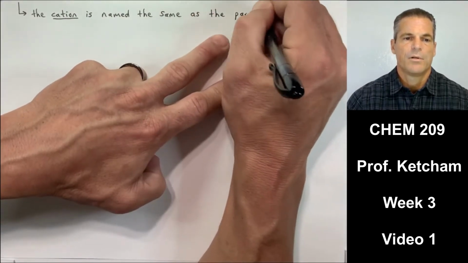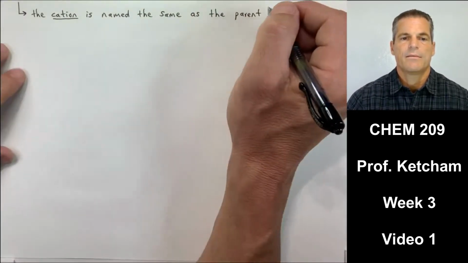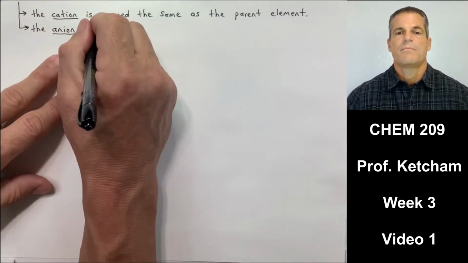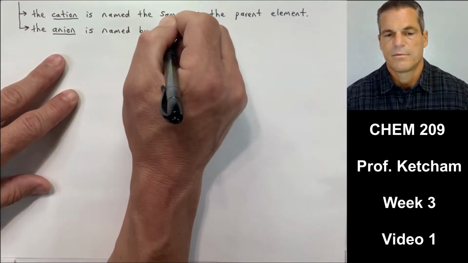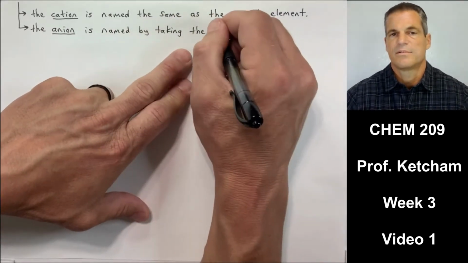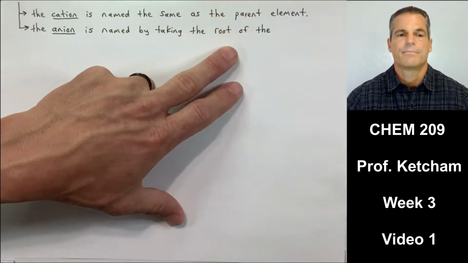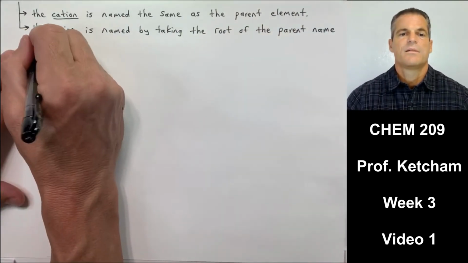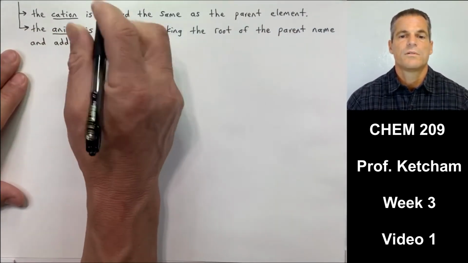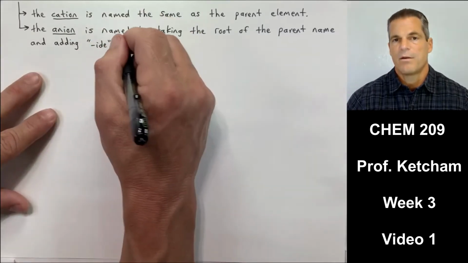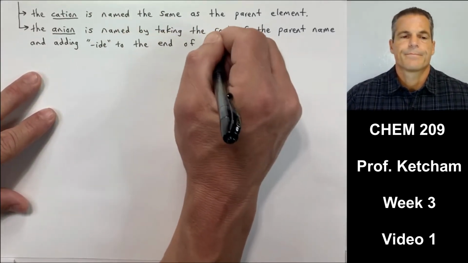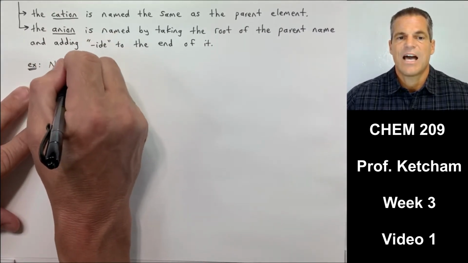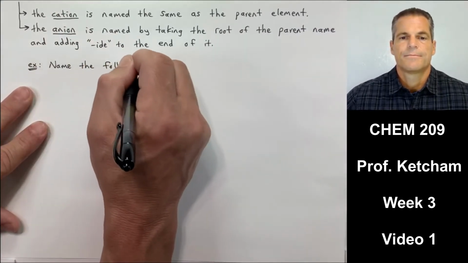All right, second bullet point here. The cation is named the same as the parent element. So the sodium ion is the same as the sodium atom. Same name. The anion, which comes second, is named by taking the root of the parent element name, and then we add the ending or the suffix -ide to the end of it.